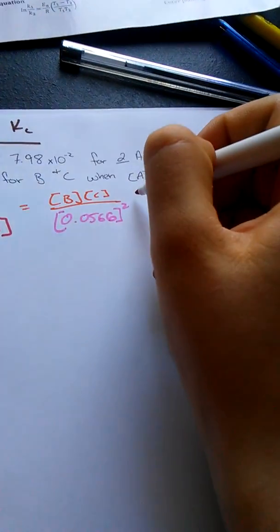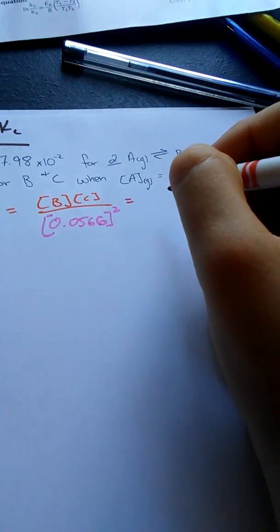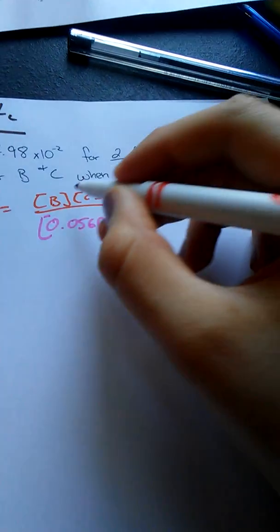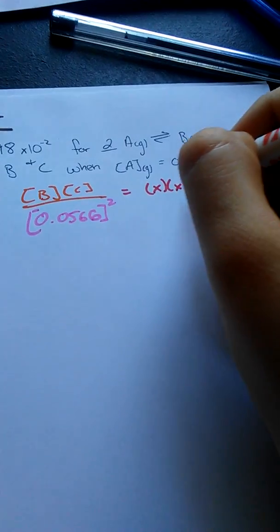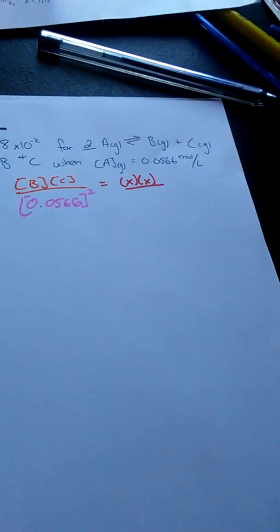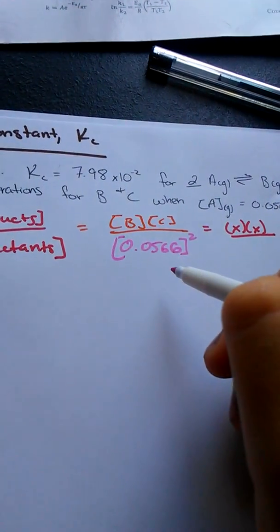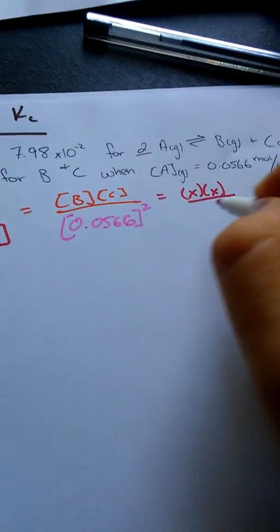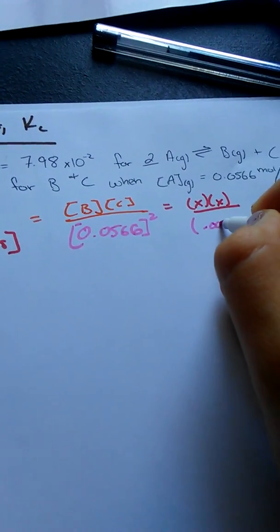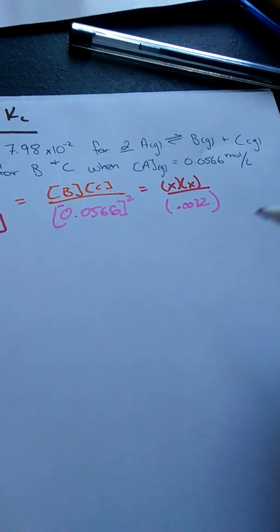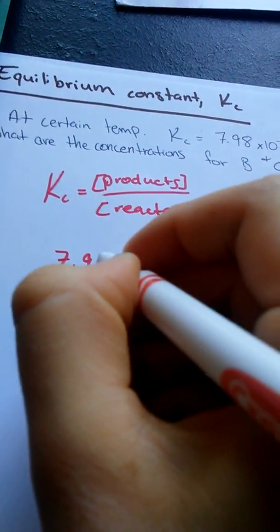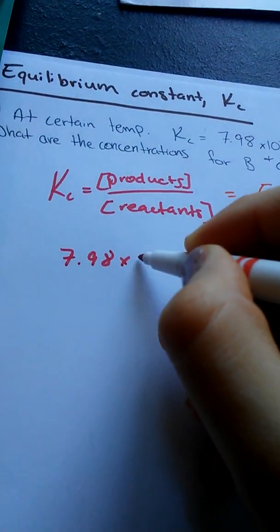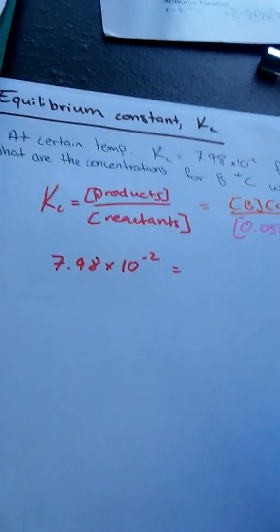So now, we are going to plug in x for both of them, for B and C, since we don't know what they are. We are trying to find that out. And when you square 0.0566, you get 0.0032. Okay, so we have this. We know that Kc is 7.98 times 10 to the negative 2.